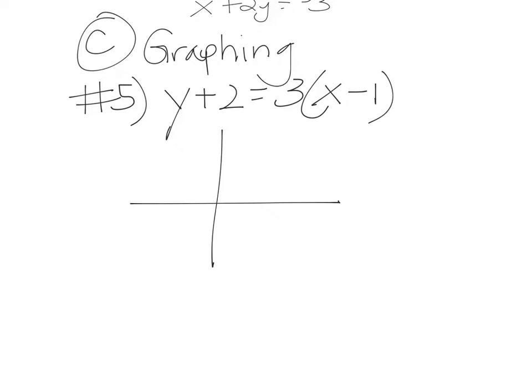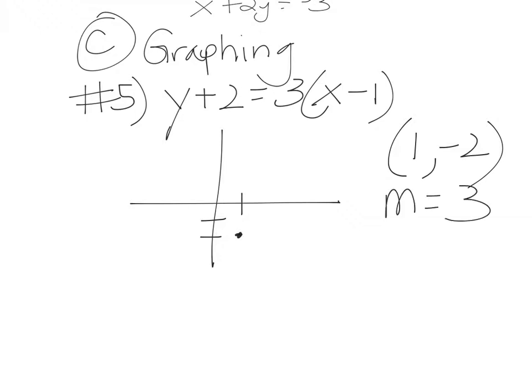So what is the point that we can see that's obvious to this line? Almost, yes, I heard it. Okay, be careful. It's always x first, right? So positive 1, negative 2. So positive 1, negative 2 is our point. I'm going to put a dot there. And then my slope is 3.